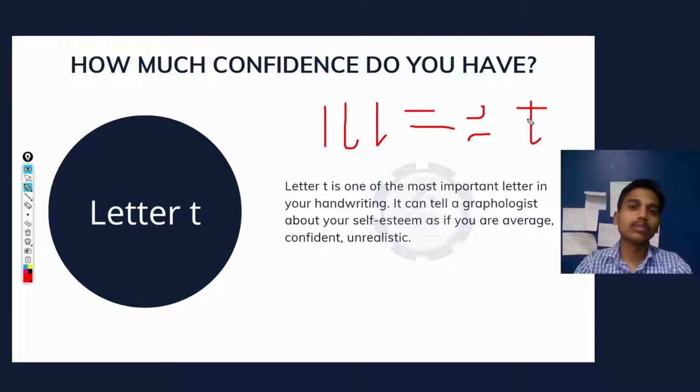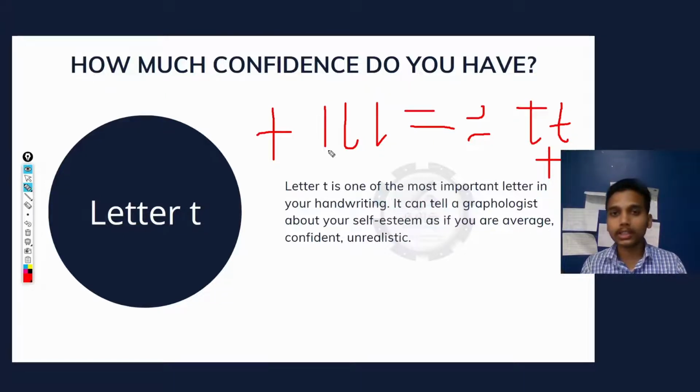This is one form of letter T. You will find letter T like this as well. The bar is in the lower zone, lower in the sense that the bar is lower, not higher like this. You will find people writing T like this. It forms like a plus, which means something. You will find some people having the bar like this, where the bar is not straight.